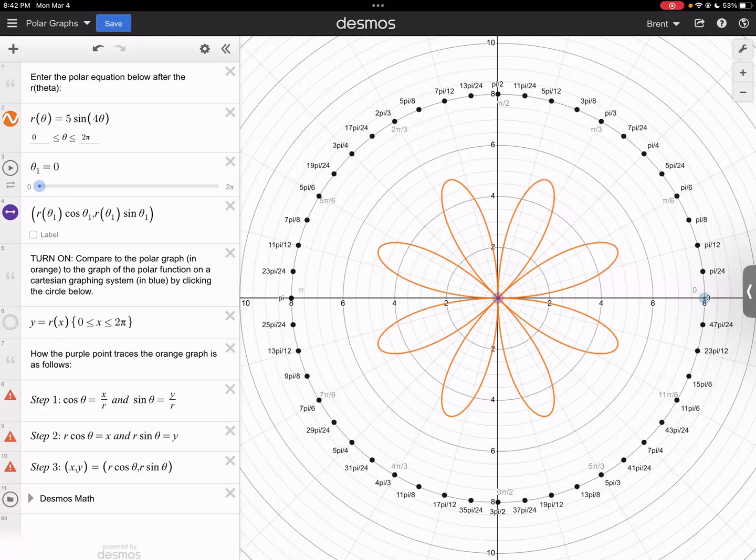Now I want you to check this out. What I'm going to do is start sliding my angle so that this purple dot moves around. I want you to notice that I have a maximum right there. You see that maximum? There's my first maximum. And I want to keep sliding it. As I go around, now this is actually going to be a minimum.